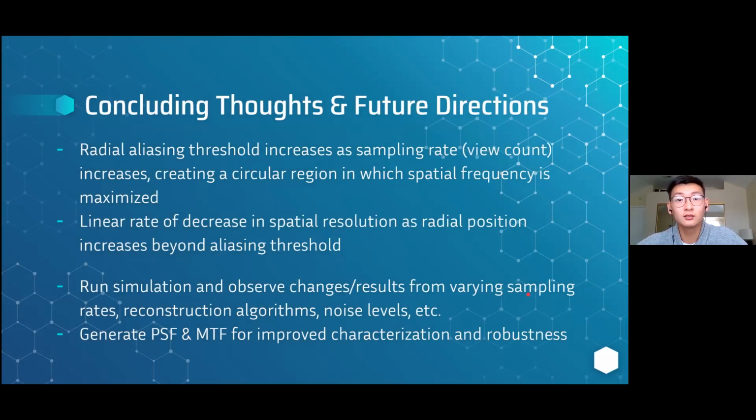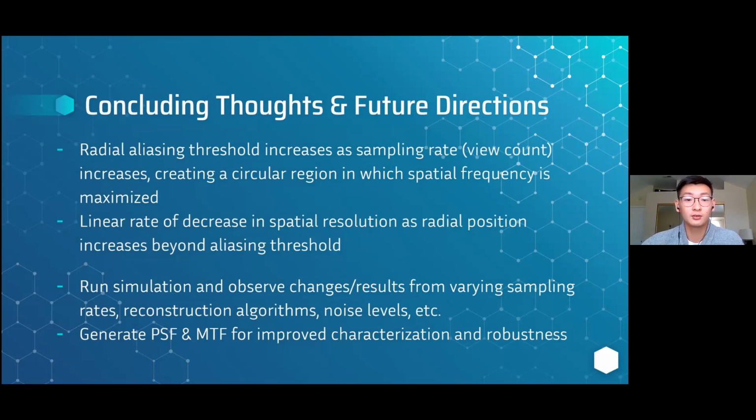So just to conclude, we have some key points to go over. One main point is that the radial aliasing threshold increases as sampling rate increases. This creates a circular region in which the spatial frequency is maximized and we experience adequate sampling. And also we have a linear rate of decrease in spatial resolution as radial position increases beyond the aliasing threshold.